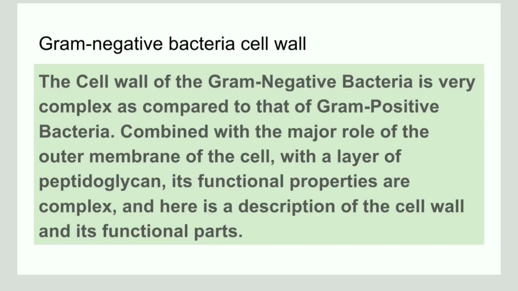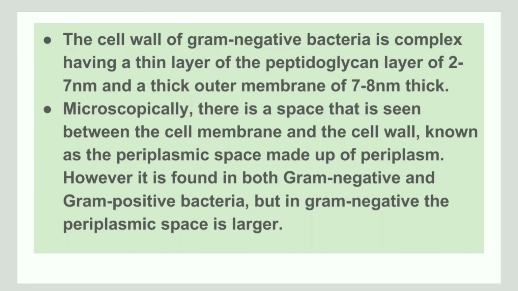So now let us discuss the gram-negative bacterial cell wall. The cell wall of a gram-negative bacteria is more complex than a gram-positive bacteria. That is, even though the peptidoglycan layer is very thin, it has a more complex structure compared to the gram-positive bacteria. A gram-negative bacteria has a thin peptidoglycan layer, and it has an outer membrane, and this outer membrane is absent in a gram-positive bacteria. This outer membrane is thick, 7 to 8 nanometers in thickness, whereas the peptidoglycan layer is very thin, only 2 to 7 nanometers in thickness.